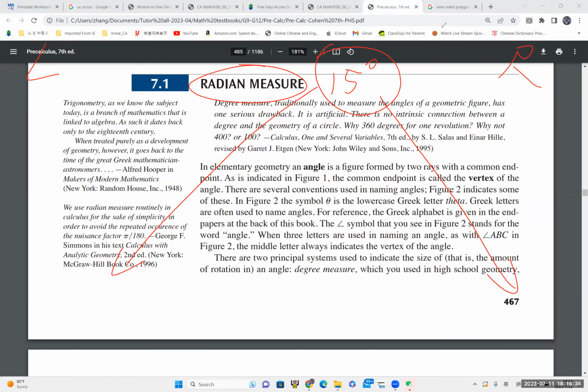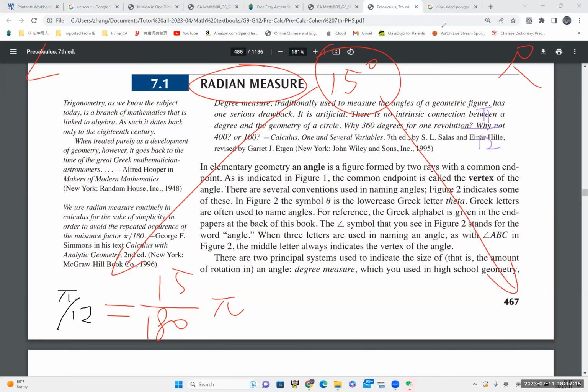Yeah, it's pi over 12. Okay, I think so. That means pi means 180 degrees. So use 15 divided by 180, right? After simplifying you get this.